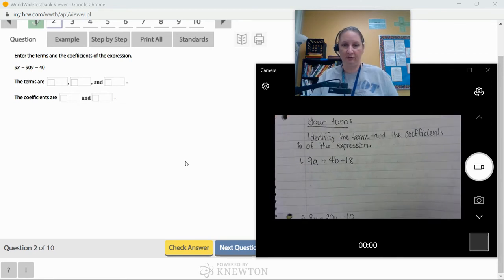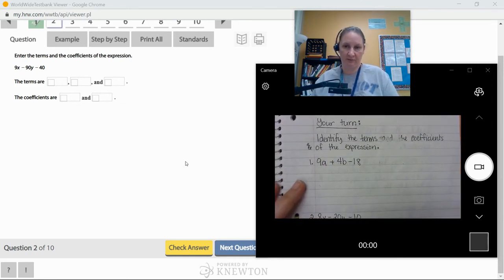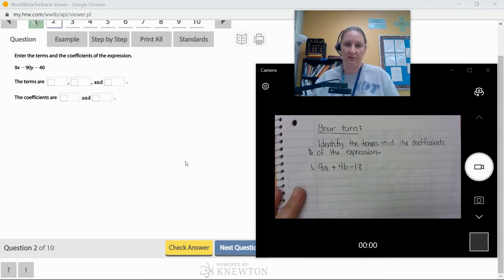Okay, so here are your turn problems. You want to identify the terms and the coefficients of the expression. So take a couple seconds to pick your answer.